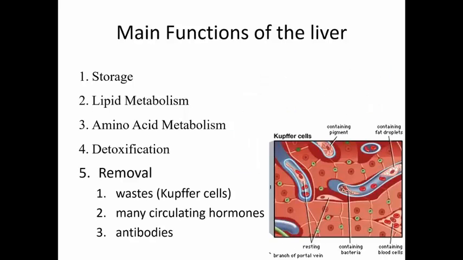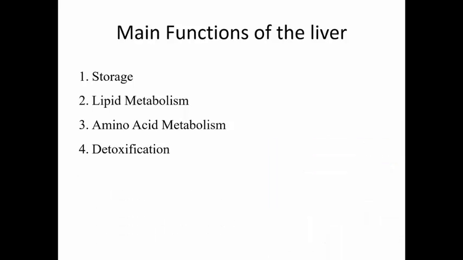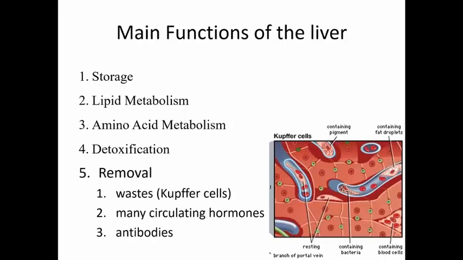Detoxification of various drugs happens in the liver. We're not going to spend a lot of time talking about it. Removal of substances: wastes. There are what are called Kupffer cells. This is a microscopic image of the liver, and the Kupffer cells are going to be removing various things from the liver. You have circulating hormones that get removed at the level of the liver, and antibodies that get removed from the liver.